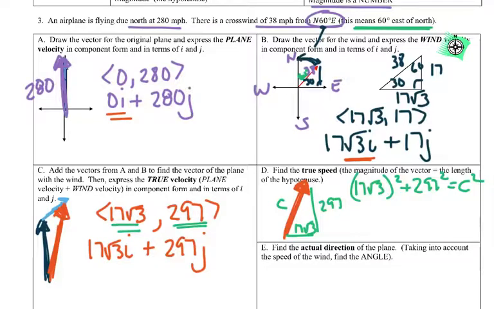Going to my calculator here. So 17 root 3 squared. Oops. It's actually a little bit annoying to do. Not gonna lie.